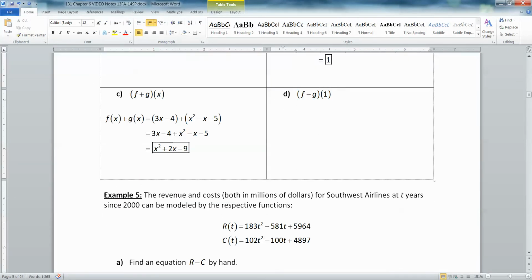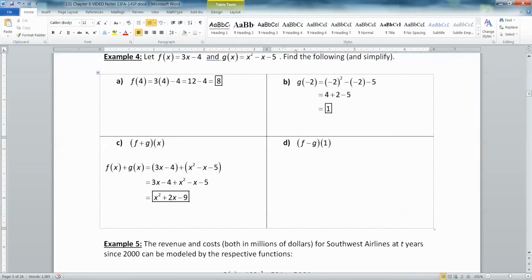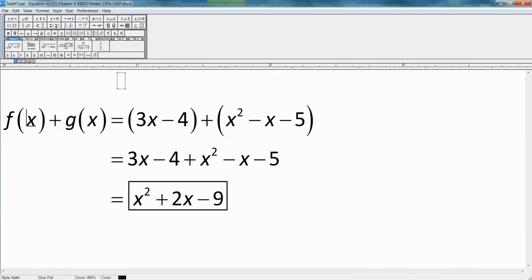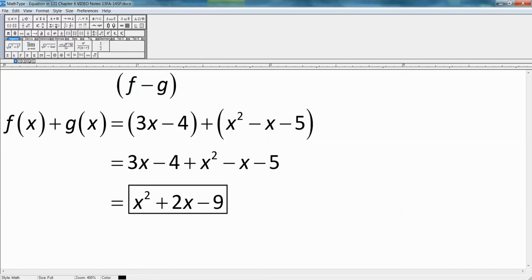All right, so now for the next one, we've got a little bit more work here. So we've got to find f minus g of 1. We can do this a couple ways, but for practice, I'm actually going to have us find f minus g of x first. This isn't the only way we could do this, but I'm going to do it this way because we could use the practice. So we're going to do f of x minus g of x.